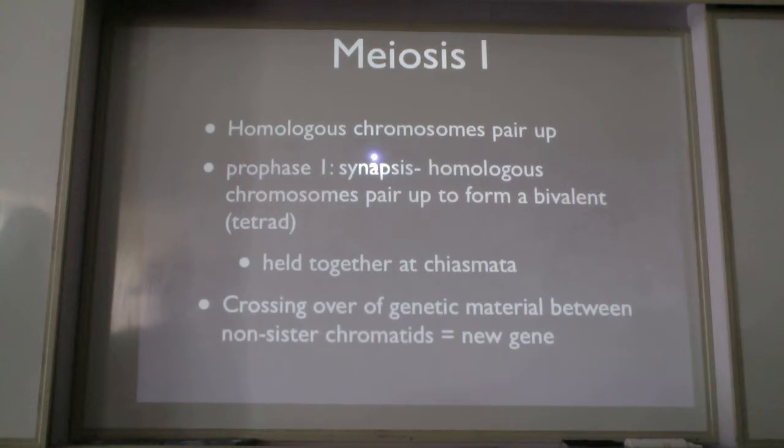Prophase 1 is when the homologous chromosomes pair up to form a bivalent tetrad, and they're held together at the chiasmata. And crossing over of genetic material between non-sister chromatids also happens here, to form new combinations of genes, which is recombination.